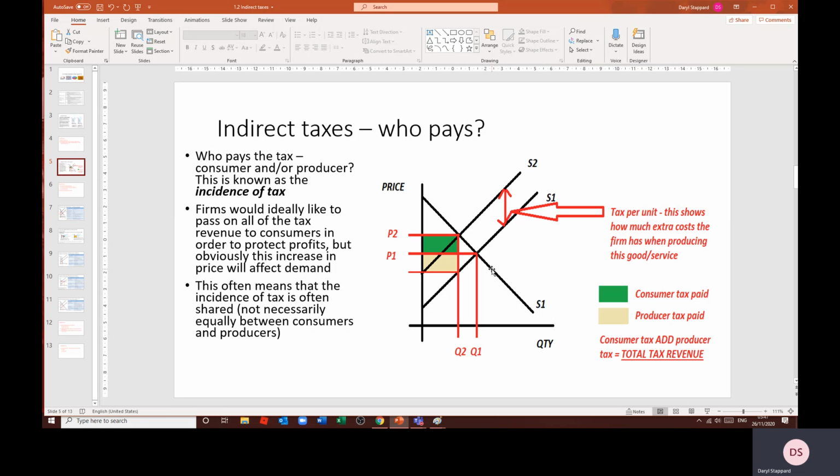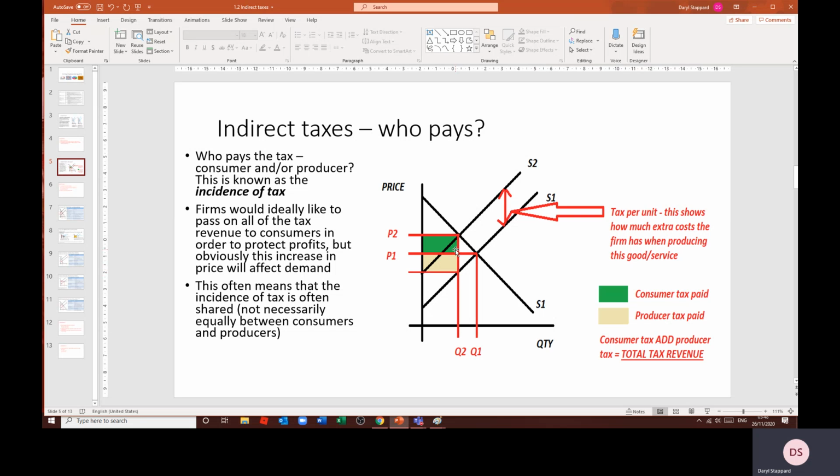Now look at the diagram. This will shift the equilibrium point from P1Q1 to P2Q2. So what we know is the market is now operating at P2Q2. Now what that will mean is that for every single unit of output sold, from 0 all the way to Q2, there is a particular tax per unit that has to be paid on those goods and services. The vertical distance between the supply curves is measuring the tax per unit.